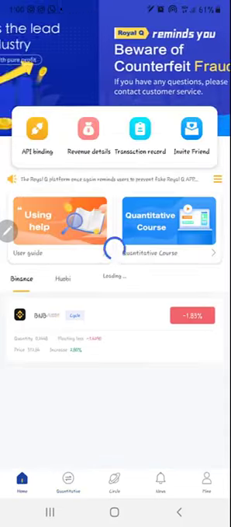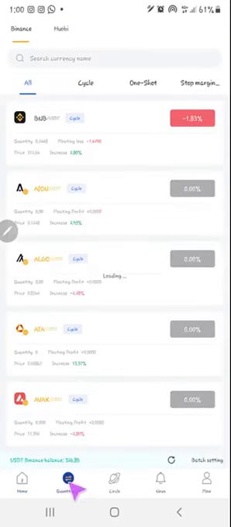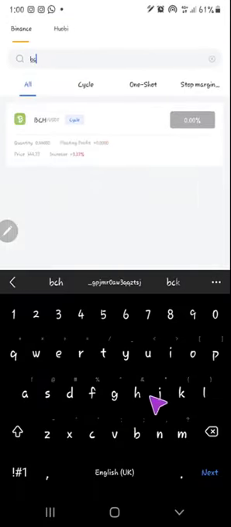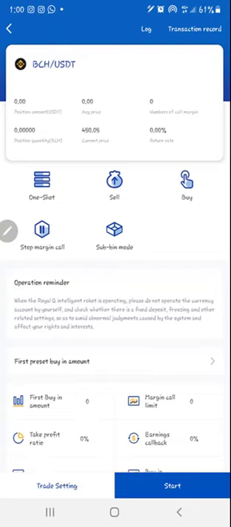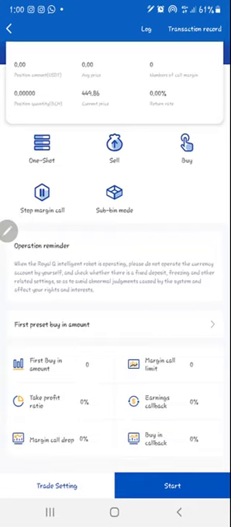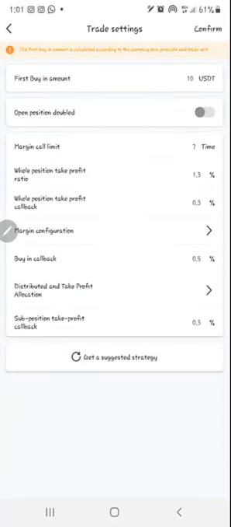Okay. So time to trade BCH. You click on quantitative, and then under here you search for BCH. Okay, this is it. You click on it. Please just follow the steps and you can do yours. So under the BCH, the first thing you want to do is to click on what? Trade settings. Okay, click on trade settings. Under trade settings, the first setting you see will be what?